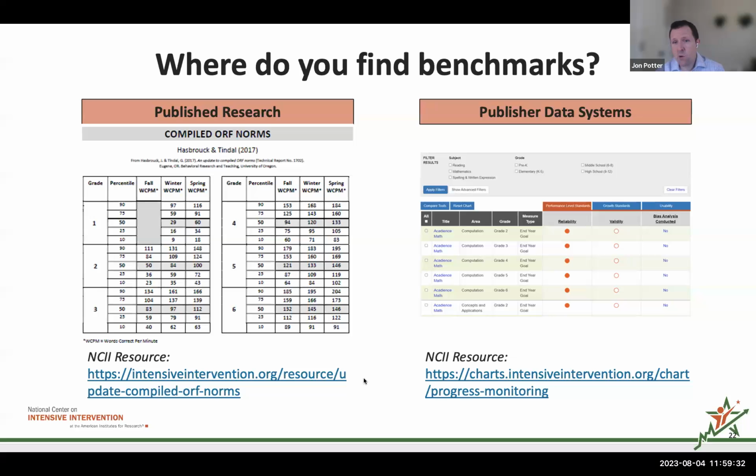But honestly, most data systems have a benchmark built into them. They'll either have a specific benchmark or they'll give you a percentile rank that you should be shooting for. If it doesn't, you can use some general norms, but most of them should have benchmarks built into them.